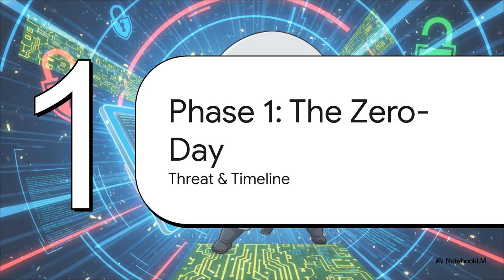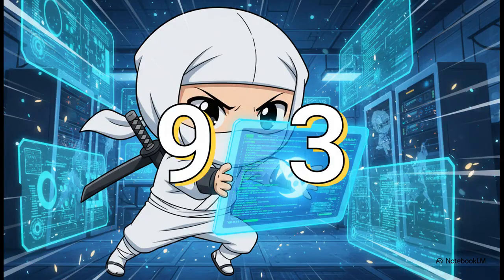Our objective here is simple. Understand the immediate threat and the timeline of exactly how this all went down. The severity here is not up for debate. This thing has a CVSS version 4 score of 9.3. That is critical. To put that in perspective, that means it's incredibly easy to exploit and can cause the maximum amount of damage. It doesn't need any user interaction, and the attacker needs 0 special privileges. It's basically a wide open door.